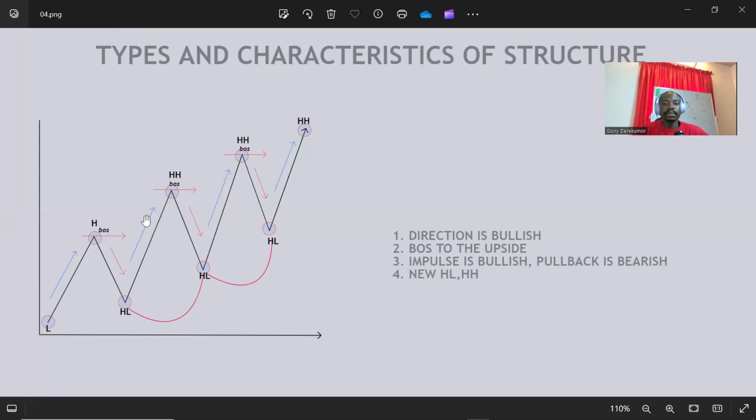You can see blue for the impulse, red for the pullback, blue for the impulse, red for the pullback. And of course, you can see that the direction is bullish. There is constant break of structure to the upside. The impulse leg is bullish while the pullback leg is bearish. And of course, we have new higher lows and new higher highs. Okay, so now let's check out the characteristics of a bearish market structure.